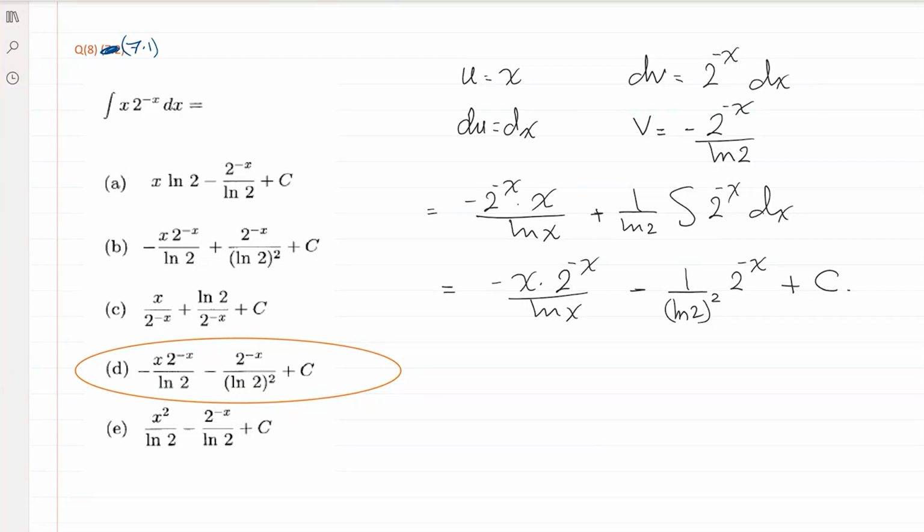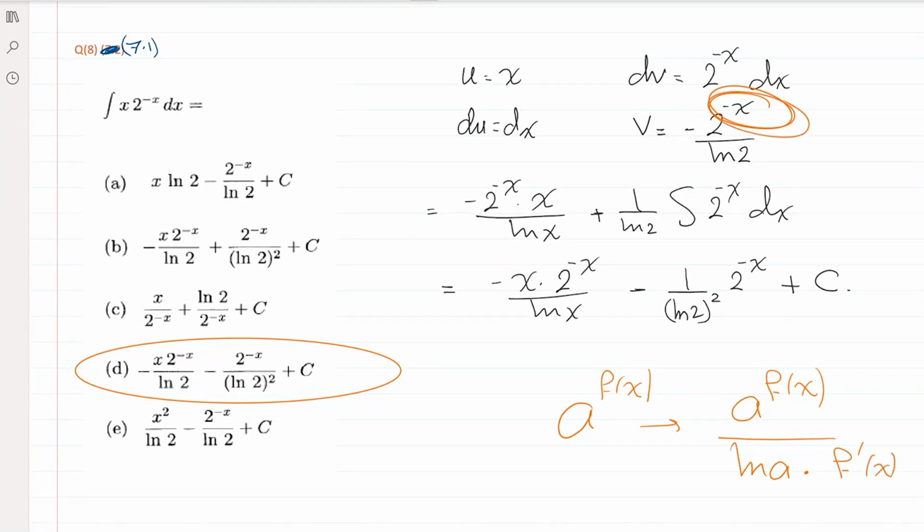Why did you put negative in v? In the last step, you mean? Yes, here. What is the integration? Let me remind you: what is the integration of any exponential function a to the power f of x? It's the same over ln the constant, the base, times the derivative of the function. What is the derivative of minus x? Minus. Because of that, we put minus.